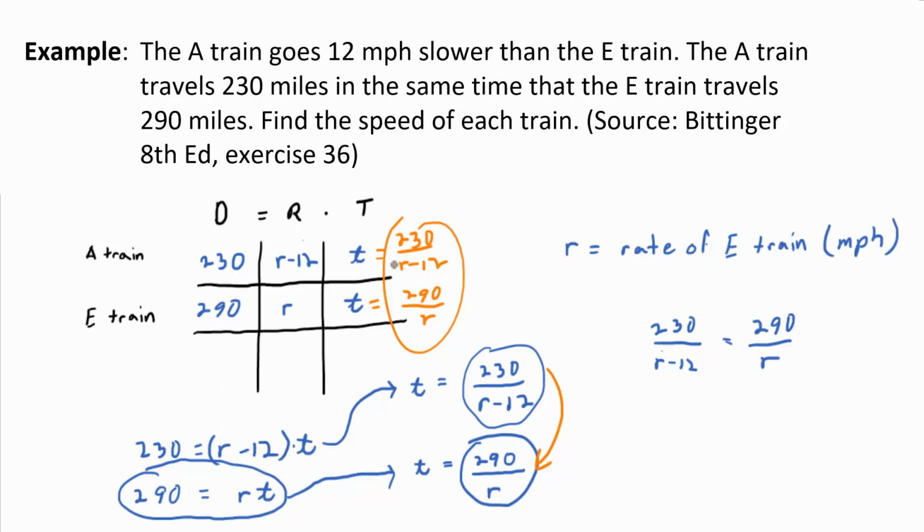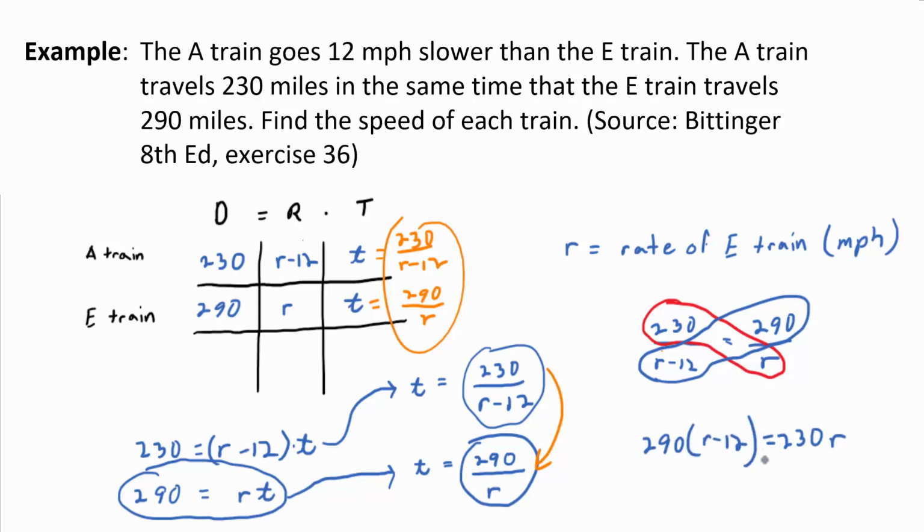It's a single fraction on both sides, right? So what could you do to solve this? Cross multiply. So 230r, I'll put that on the right side, and then what do you have on the left side? 290 times r minus 12. Okay? 290 times r minus 12 is equal to 230r.